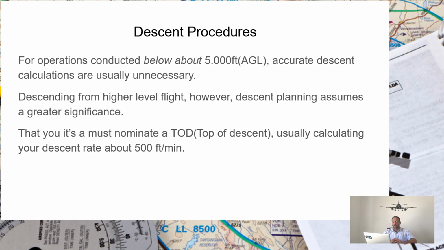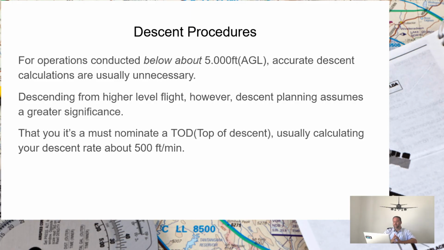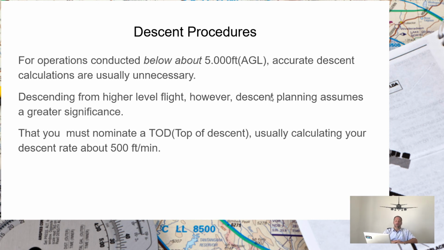Understand procedure for operations conducted below about 5,000 feet above ground level. Accurate descent calculations are usually unnecessary. Yes, you're just gonna eyeball it. I'm just gonna judge. Descending from high level flight, however, descent planning assumes a greater significance. You must nominate a top of descent, usually calculating your descent rate at about 500 feet per minute.